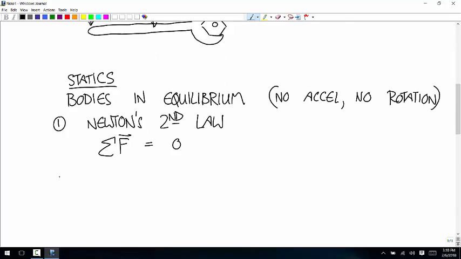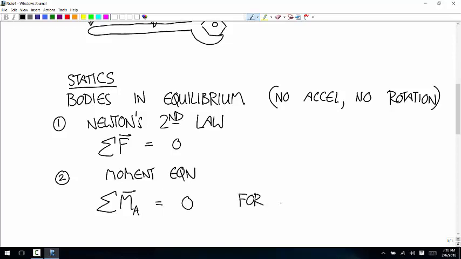The second thing is, you can think of it as the rotational version of Newton's second law. I think most people call it the moment equation. And in equilibrium, that says no matter what point A you choose as the about point, moments have to add up to 0. So that's for any A.